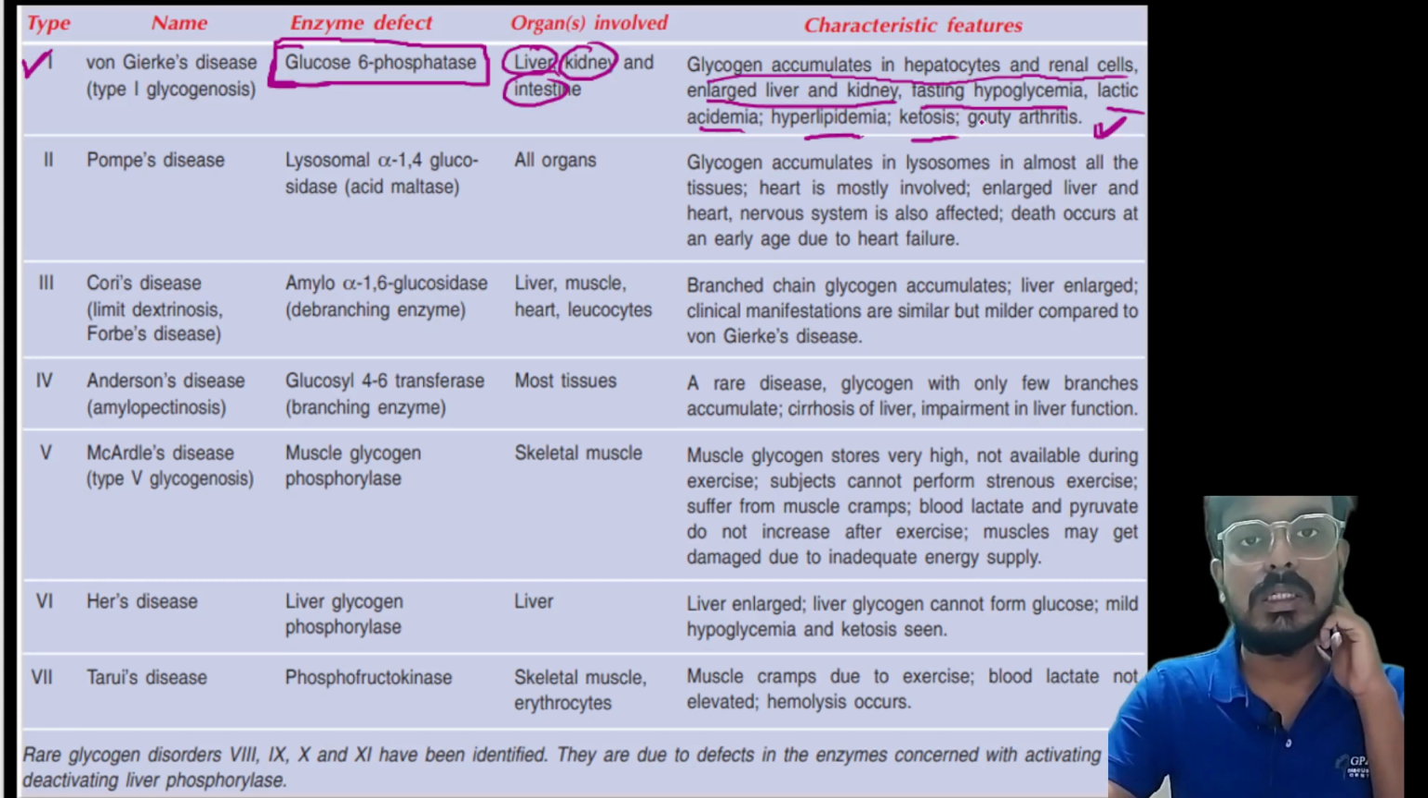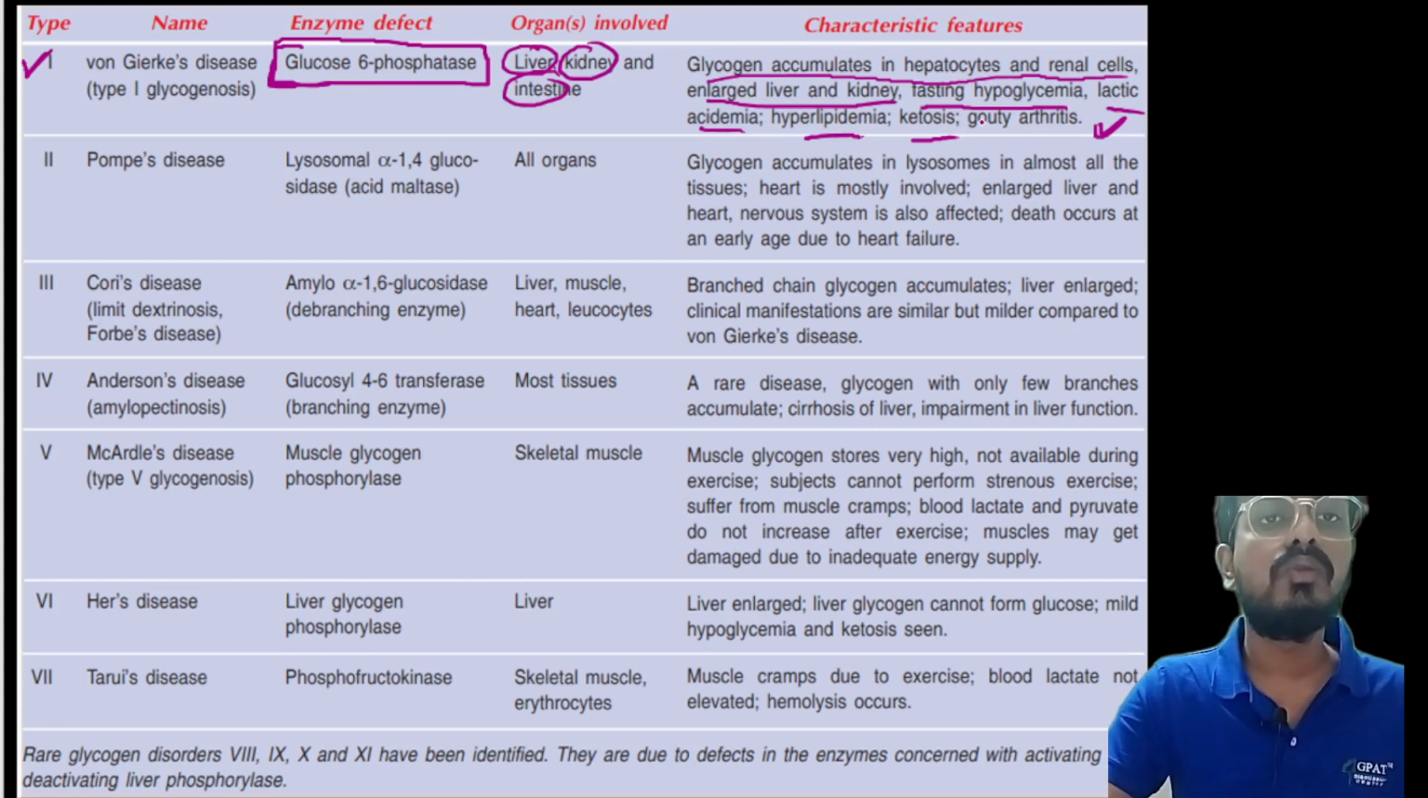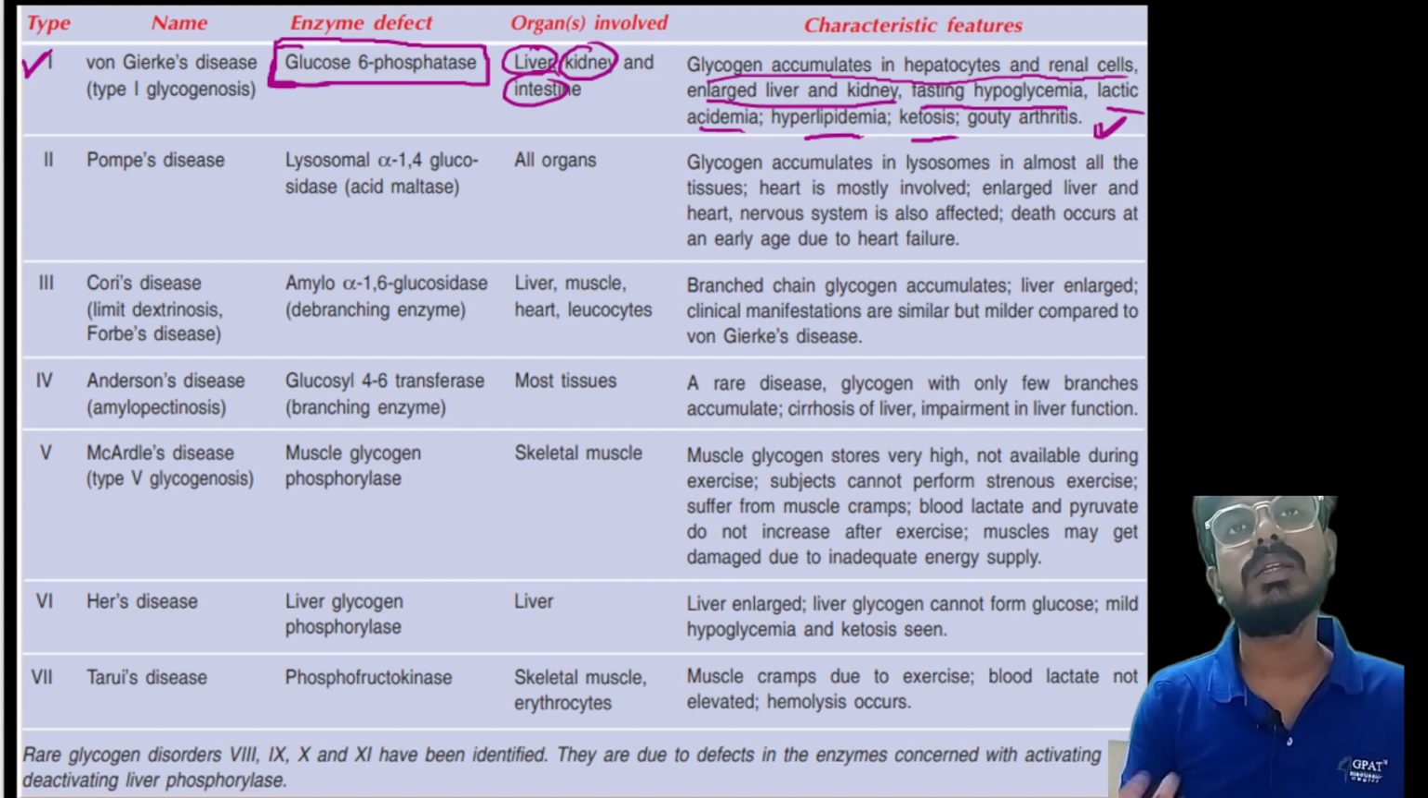So von Gierke disease is due to a defect in which enzyme? That is glucose 6 phosphatase. Which organs are involved? Your liver, kidney, and intestine. What are the features? Glycogen accumulates in the liver cells and renal cells, with enlargement of hepatocytes and kidney cells.